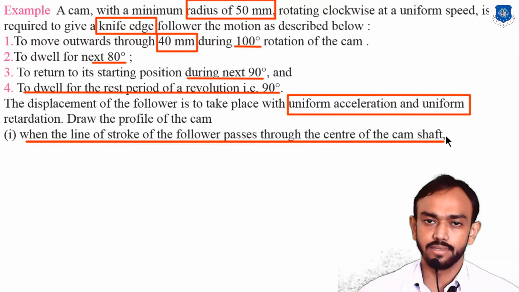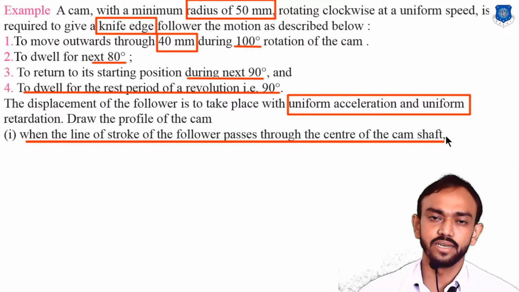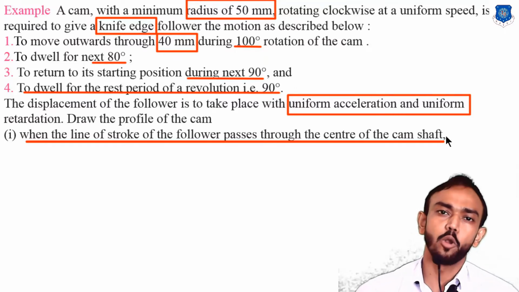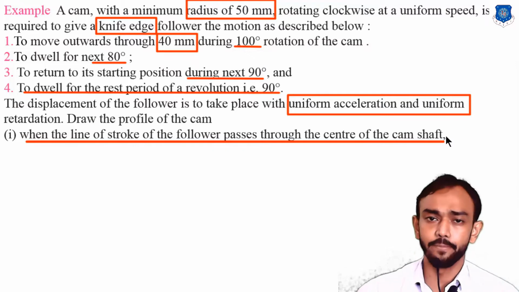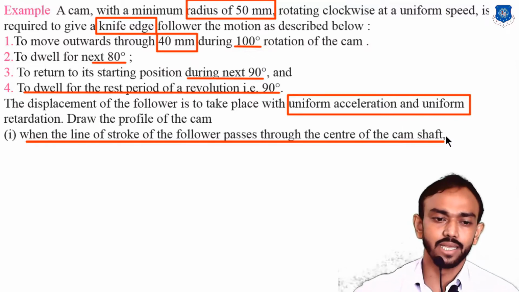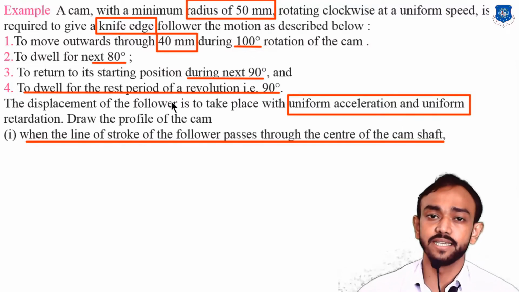First of all, I can divide the examples into 2 categories. One is the radial cam, which means the line of action of the follower passes through the center of the cam. Sometimes an offset is given, with an offset cam and follower. In that case the follower does not pass through the cam center; some offset distance, meaning eccentricity, is given. That type of example we will study in the next lectures.